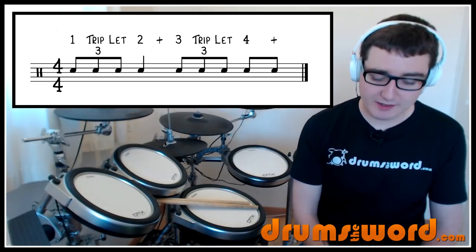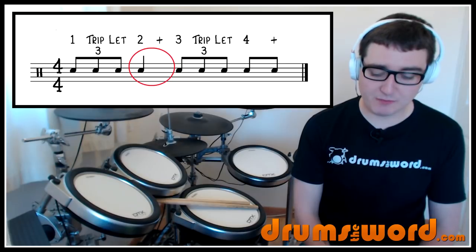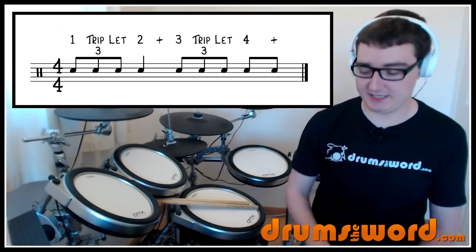Here we see beat one filled with three eighth note triplets, beat two with a quarter note, beat three with another set of triplets, and beat four with two eighth notes, and it sounds like this.